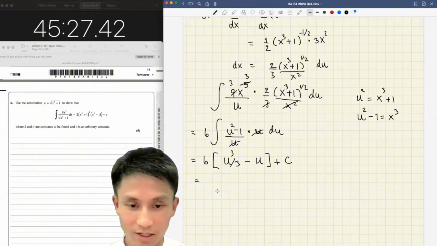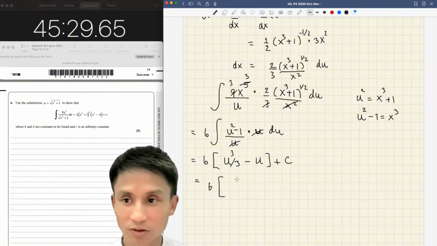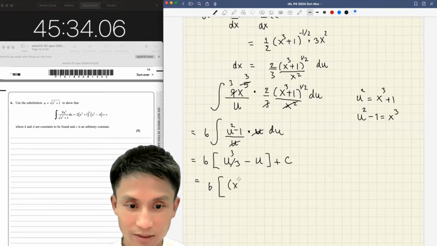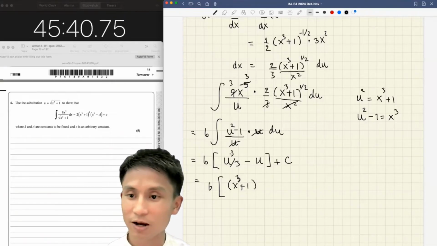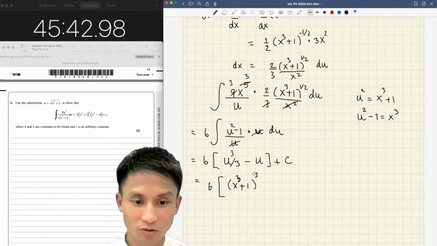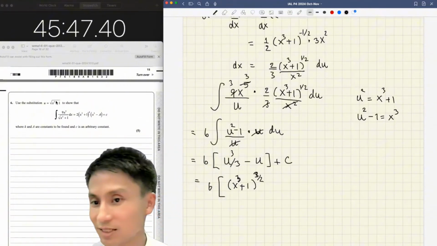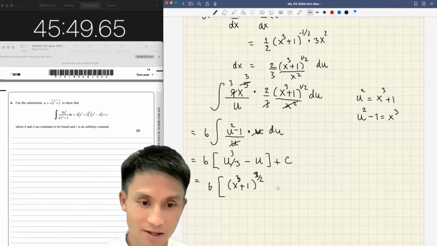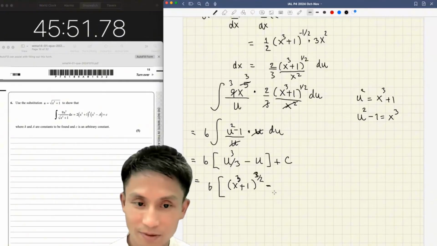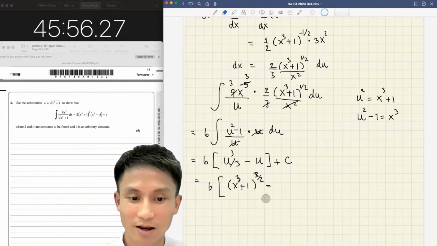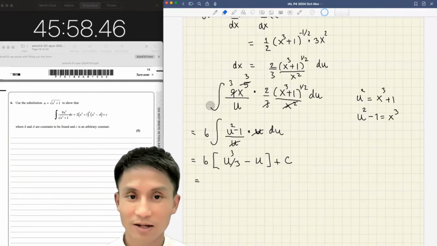So u to the 3, it is that whole lot. Yeah, we need to change it back to the x term. So because this is to the power of 3, but we already have a 2 over 2 there. So I have the power of 3 over 2 because this is to the power of 1/2. Okay, and this is minus. Ooh, minus. Okay, it's okay. Hang on. I need to slow down a bit.